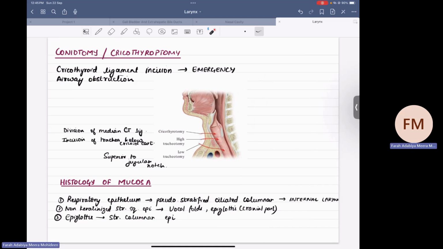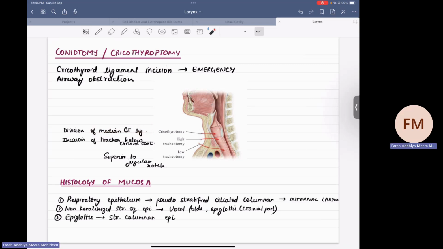Now, clinically, there's a procedure called coniotomy or cricothyrotomy, and this is basically an incision in your cricothyroid ligament, which is used in emergencies where you need to relieve an airway obstruction in your respiratory tract, right? And the difference between a tracheotomy and a cricothyrotomy is that a tracheotomy cannot be done in an emergency situation, but a coniotomy can. It's basically an incision in your median cricothyroid ligament.